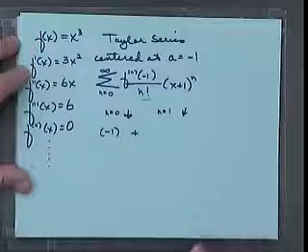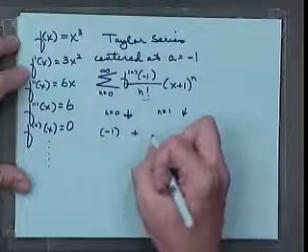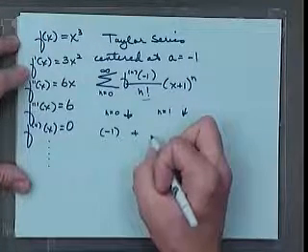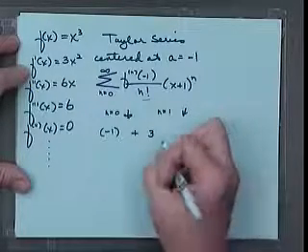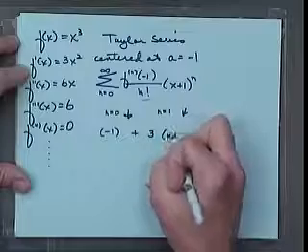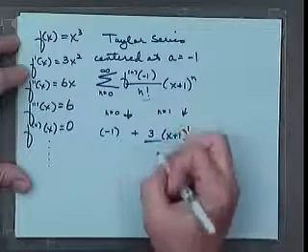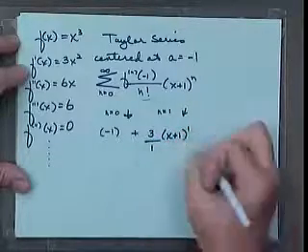When n is 1, we want the first derivative. So that'd be 3 times -1 squared, which would be 3. Times x plus 1 to the 1 over 1 factorial.